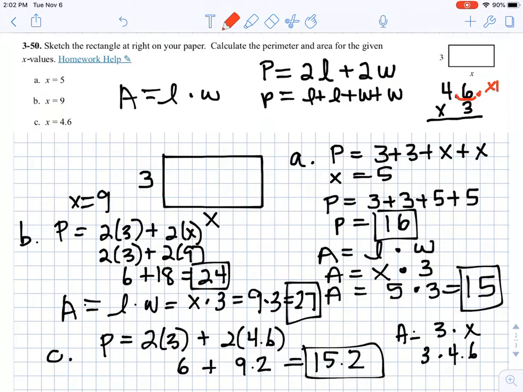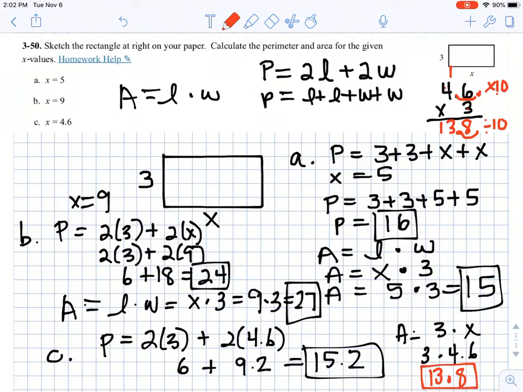So I multiply this by 10 to make it 46 times 3. So I get 138. But because I multiplied by 10, my answer is 10 times too big. So I have to divide it by 10. And so my area is 13.8.